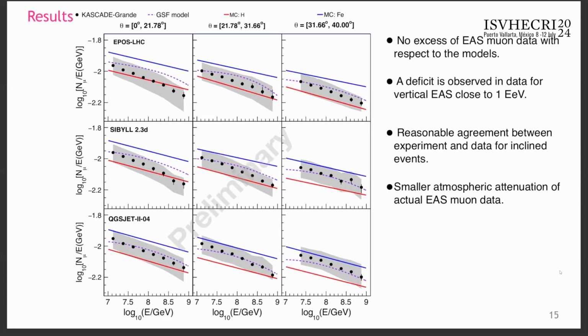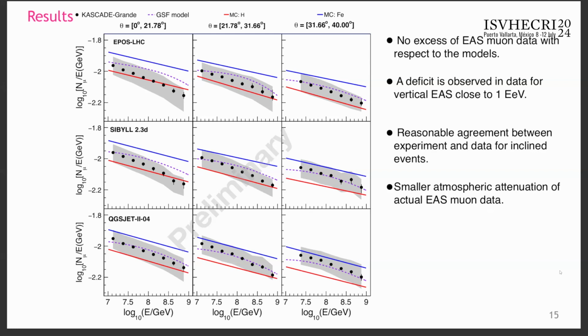These are the results. Here in each column, you can see the result for vertical and also for inclined showers. And in each row, you can see the results for each of these hadronic interaction models. Here on the top, you can see EPOS-LHC, then Sibyll 2.3d, and here QGSJet-II.04. What can we see over here?